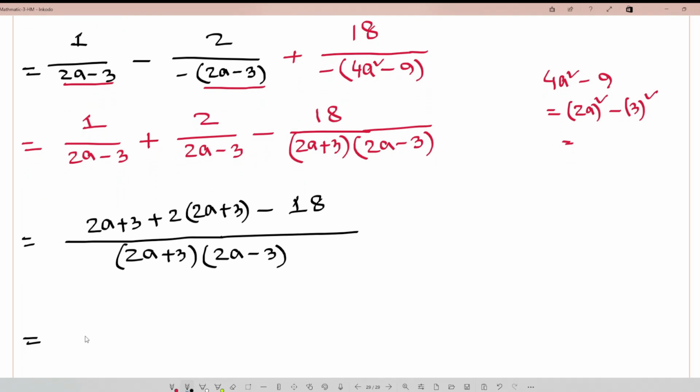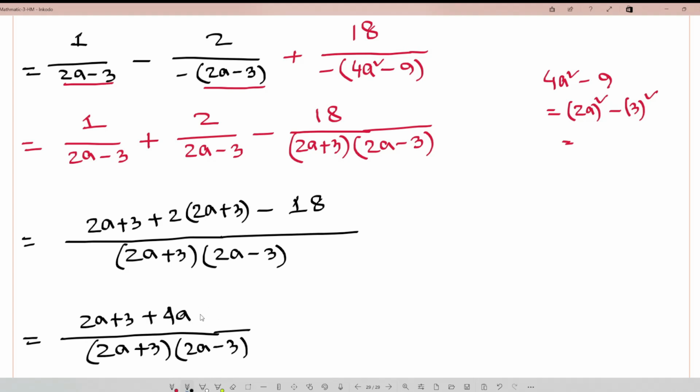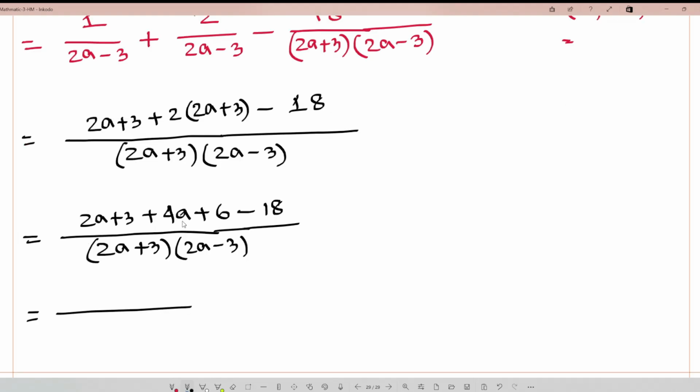Okay, now look, 2a plus 3, 2a minus 3. Here is 2a plus 3 plus 2 times 2, it means 4a, then plus 6 minus 18. 2a plus 4a, it means 6a, and here is 3 plus 6 means 9, minus 18, it will become minus 9. And here is 2a plus 3 times 2a minus 3.